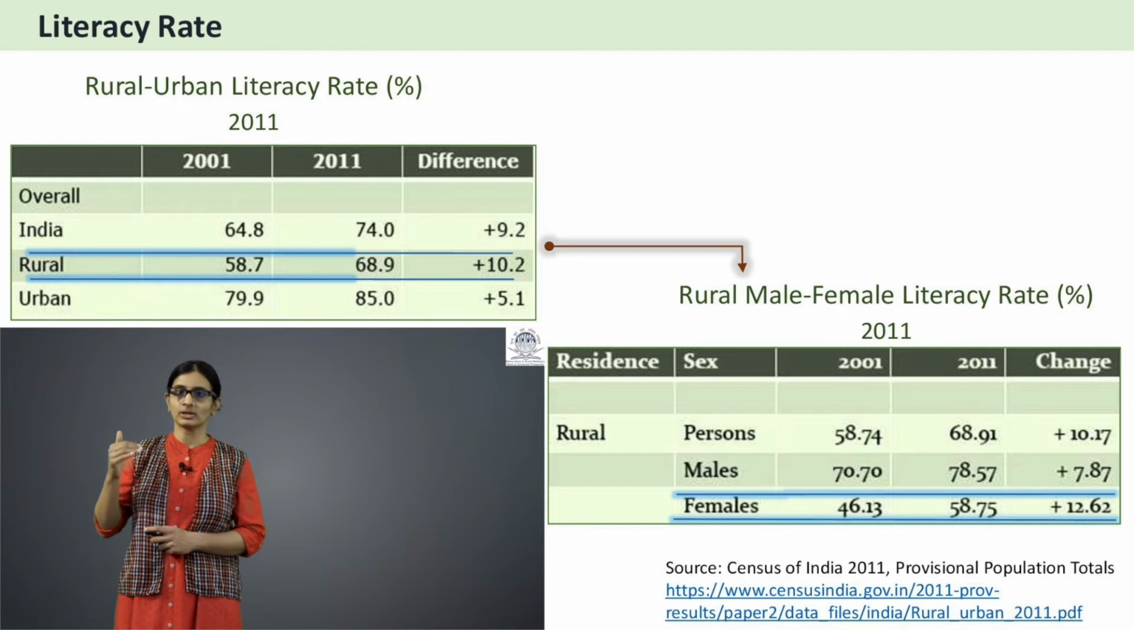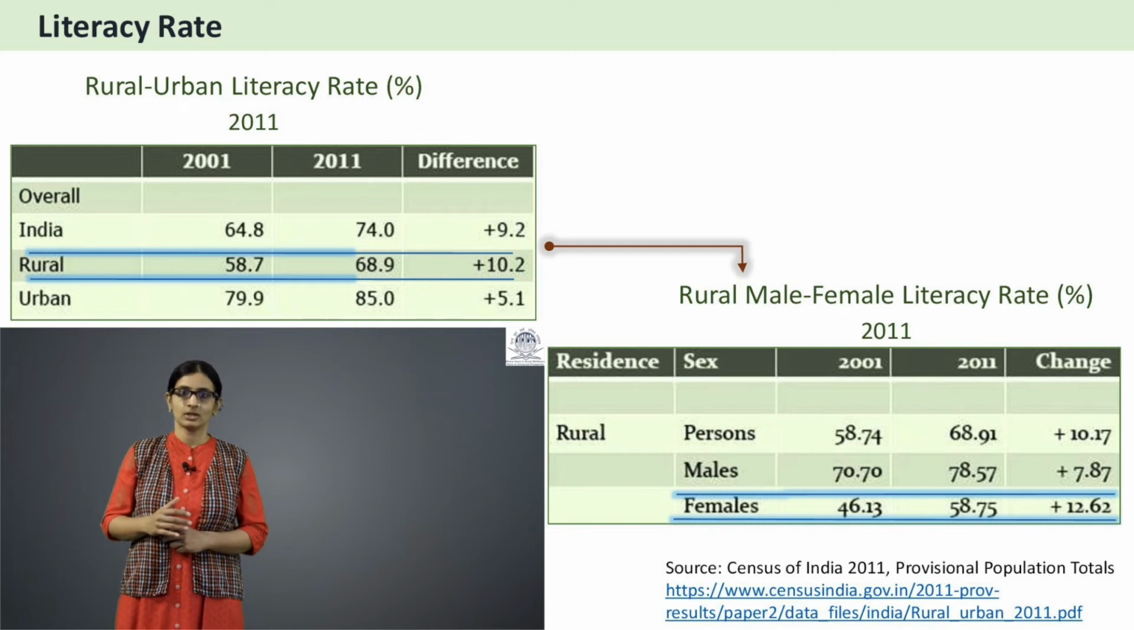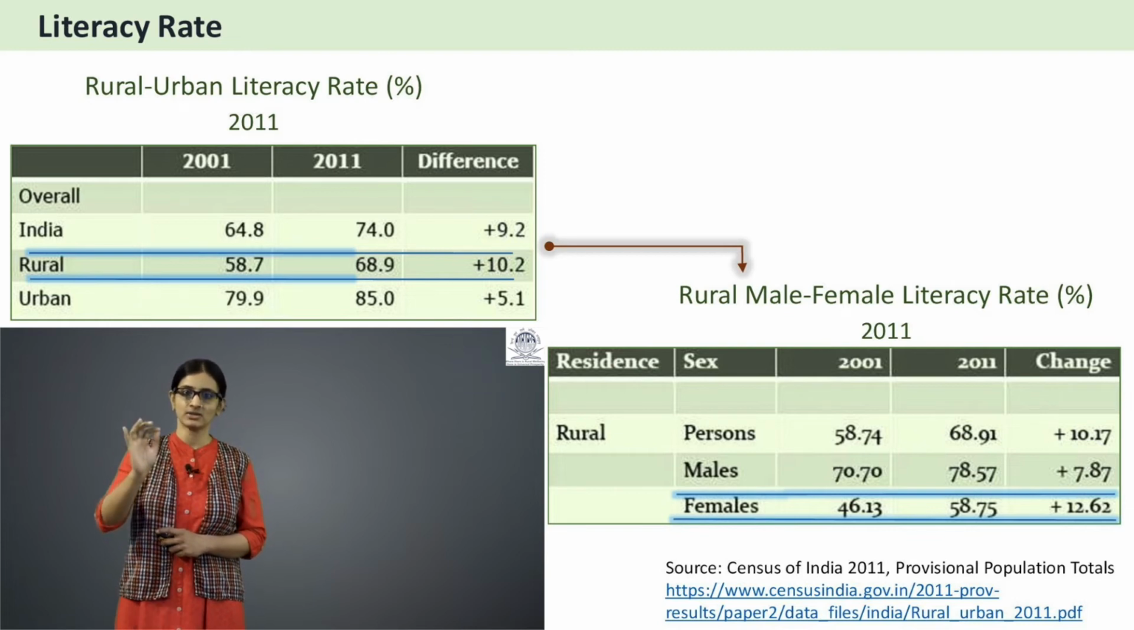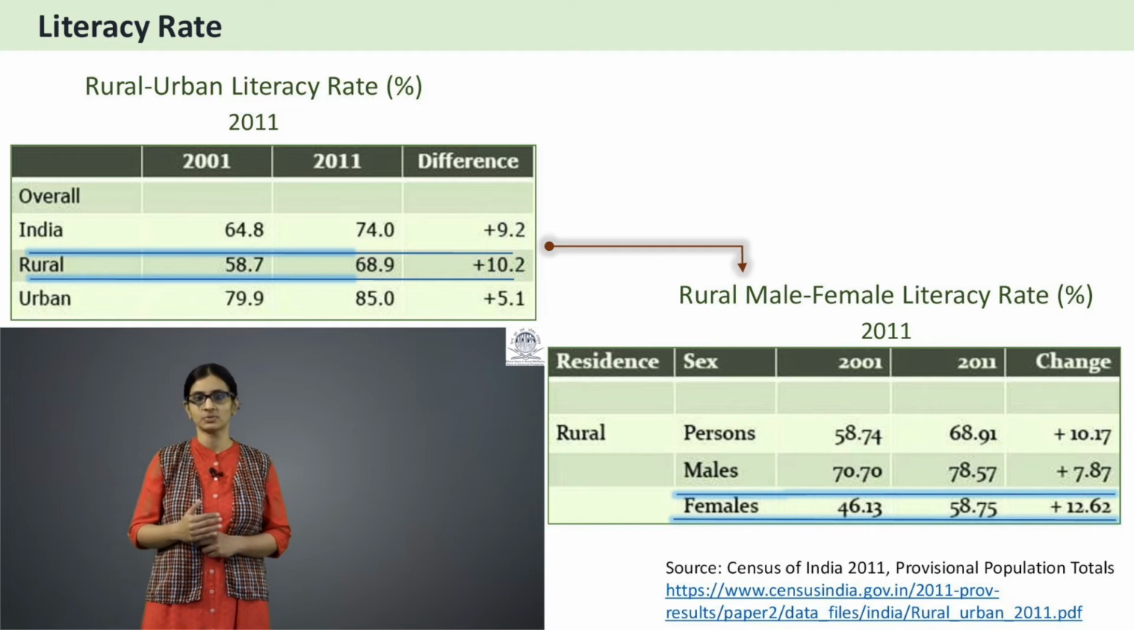If this is broken up to understand male female literacy rate, what do we see? In rural areas in 2001, the male literacy rate stood at 70.7% and female at 46%, and in 2011 at 78.5% for males and for females at 58.7%.